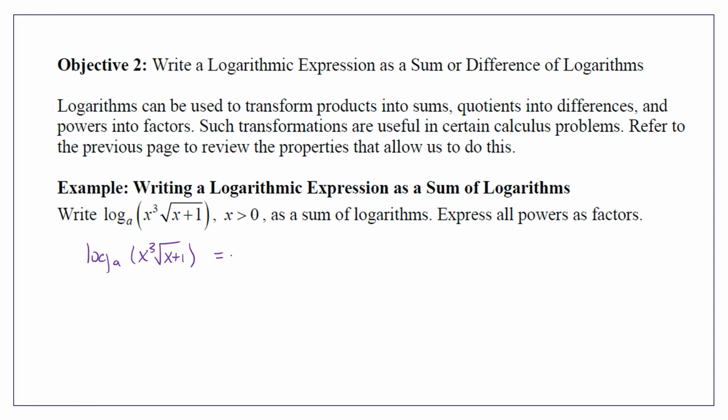All right, so we have two factors being multiplied by each other. We have x cubed and the square root of x plus 1. Since we're multiplying, we can think of this as an m and an n, so m times n. Now, if we have two factors being multiplied, it is the same thing as the sum. So we have the log base a of x cubed plus the log base a of the square root of x plus 1. Okay. Now we can rewrite the square root of x plus 1 as a power.